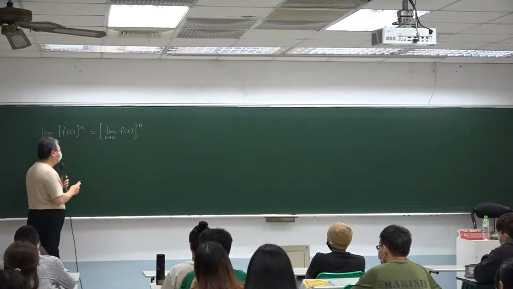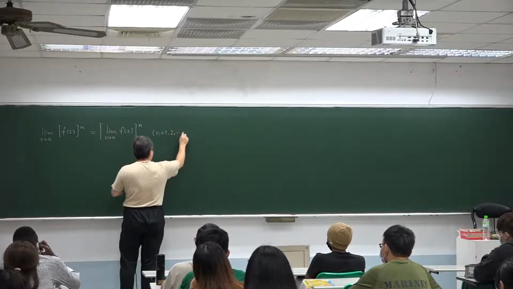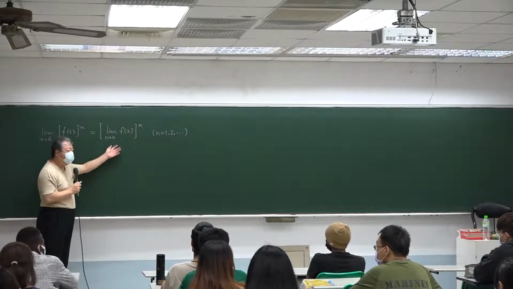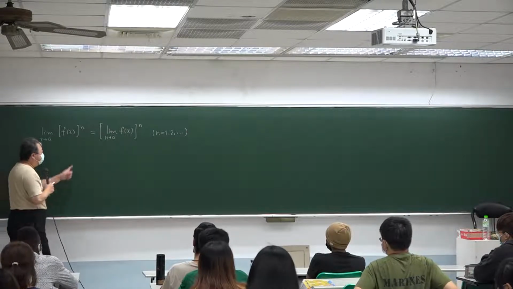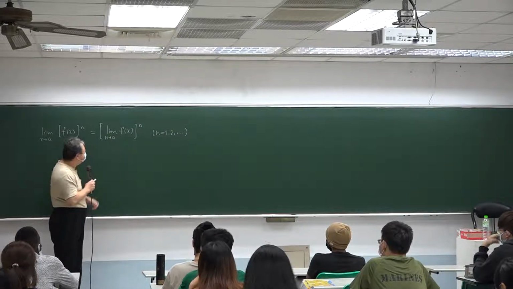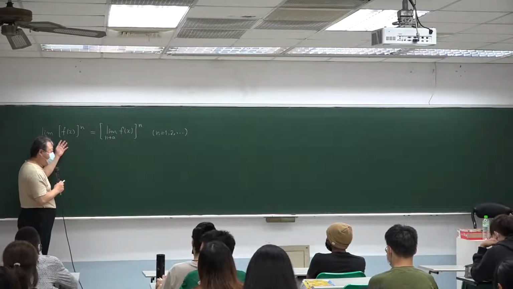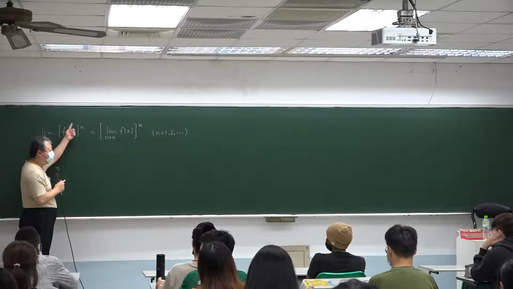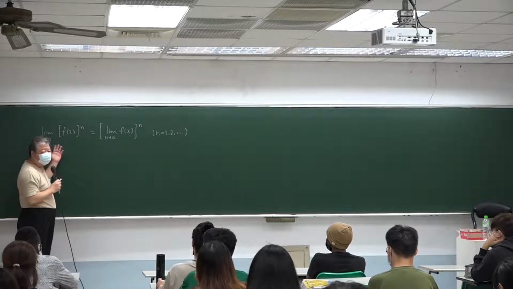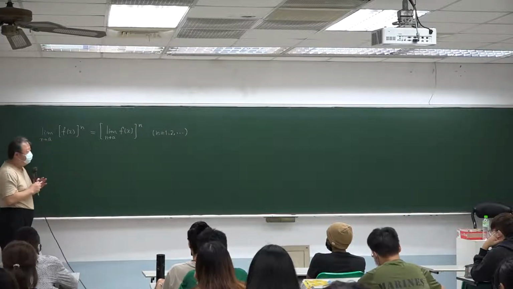Here n is a positive number. So suppose this limit exists. Inside the square bracket it exists. Then we take the nth power of this function first, then take its limit, which equals taking the limit first, then the nth power. This is the power law.